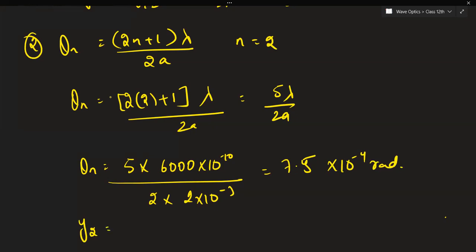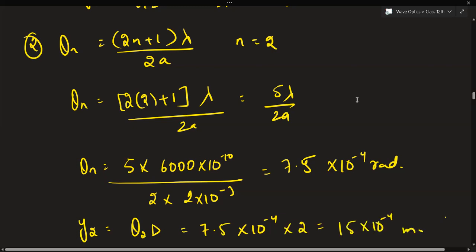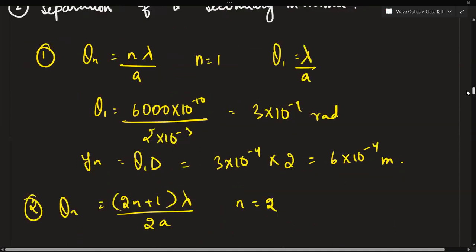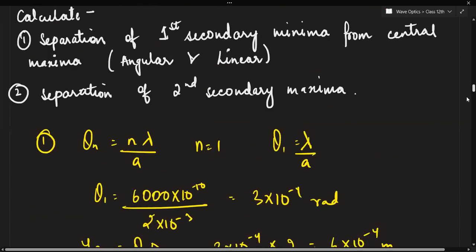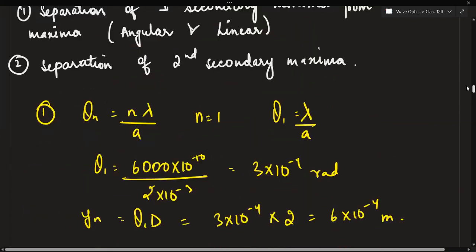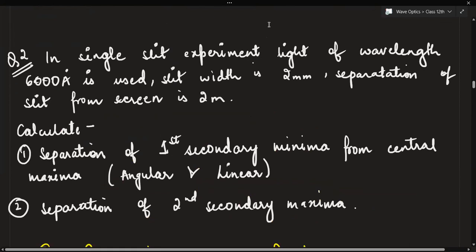Same thing, y2 will be theta 2 multiplied by D. 7.5 into 10 to the power minus 4 into 2. That becomes 15 into 10 to the power minus 4 meters. This is how we will solve it. Simple, easy, just formula based. Understood this or not? Yes, ma'am. Okay, good then.